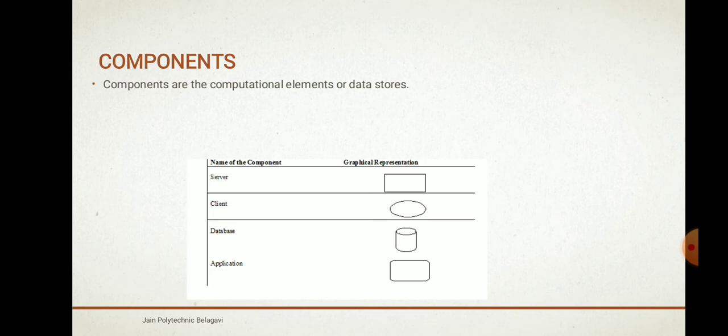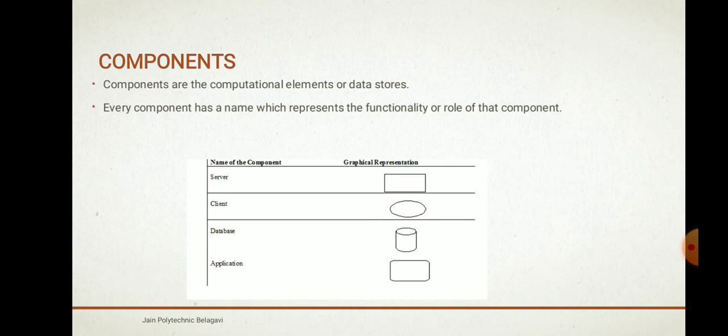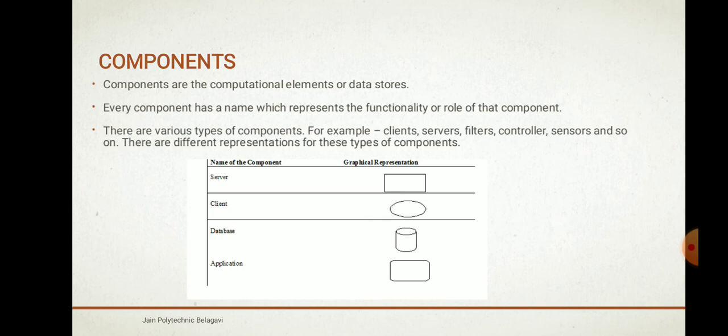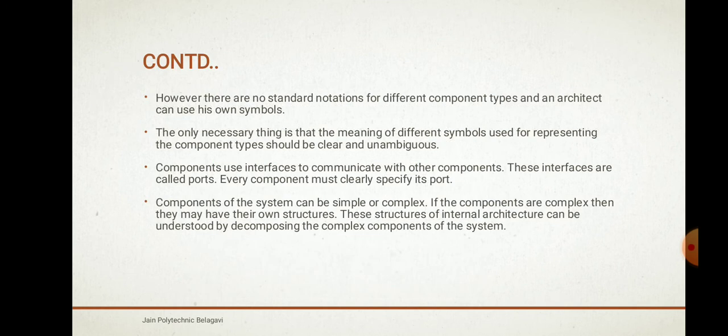The components, as I told, are the computational elements or data stores. Every component has a name which represents the functionality or role of that component. Here you can see there are clients, servers, filters, controllers, sensors, and so on, so there are different representations for these types of components. However, there are no standard notations for different component types, and an architect can use their own symbols. It is not that for a server we can use only a rectangle and for a client only an oval shape. It depends on the architect what symbol to use for representing a component and connector. The only necessary thing is that the meaning of the different symbols used for representing the component types should be clear.